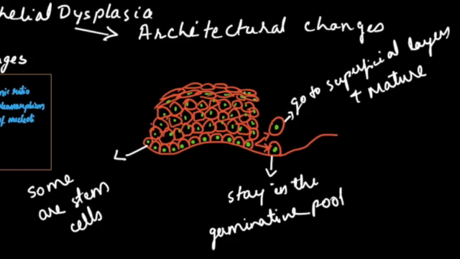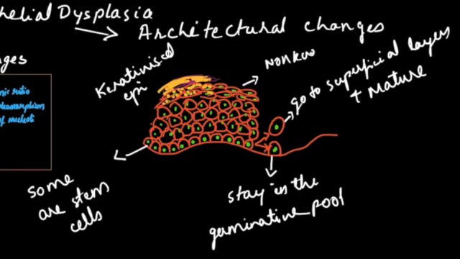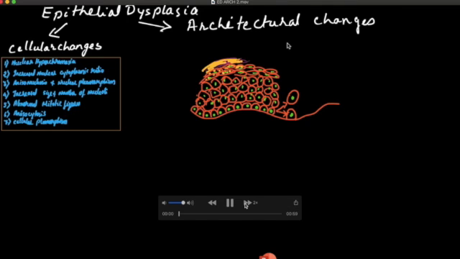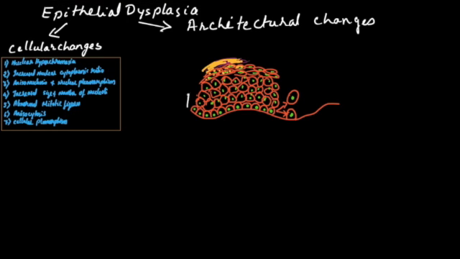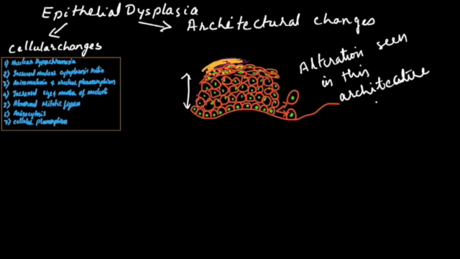So this is stratum spinosum or prickly layer of epithelium, and above the stratum granulosum we have keratin. These are the keratohyalin granules and keratin in the keratinized epithelium, and there is no keratin in the non-keratinized epithelium. They mature into stratum superficiale in non-keratinizing epithelium. Now we know this is the architecture of the epithelium. Any alteration in this architecture due to any stimulus will be studied under the heading of architectural changes in epithelial dysplasia.